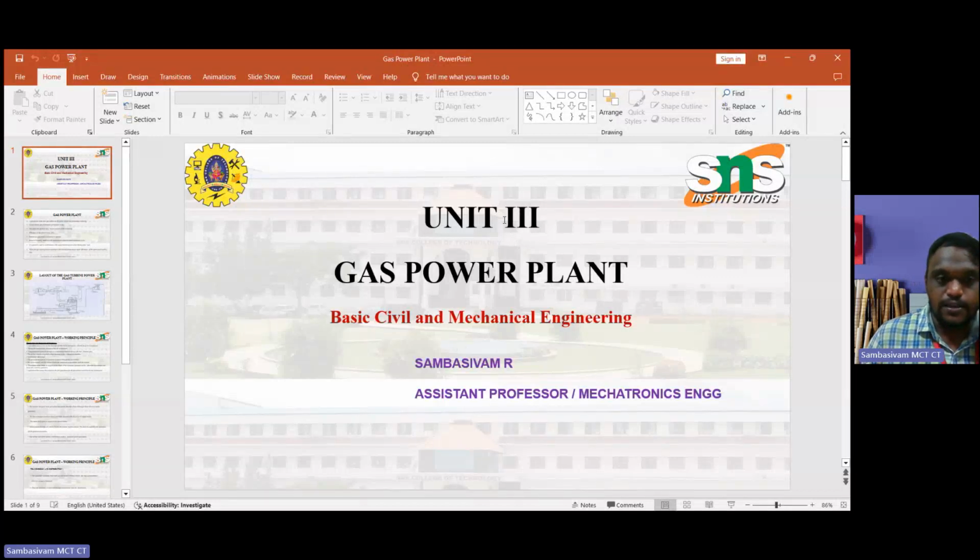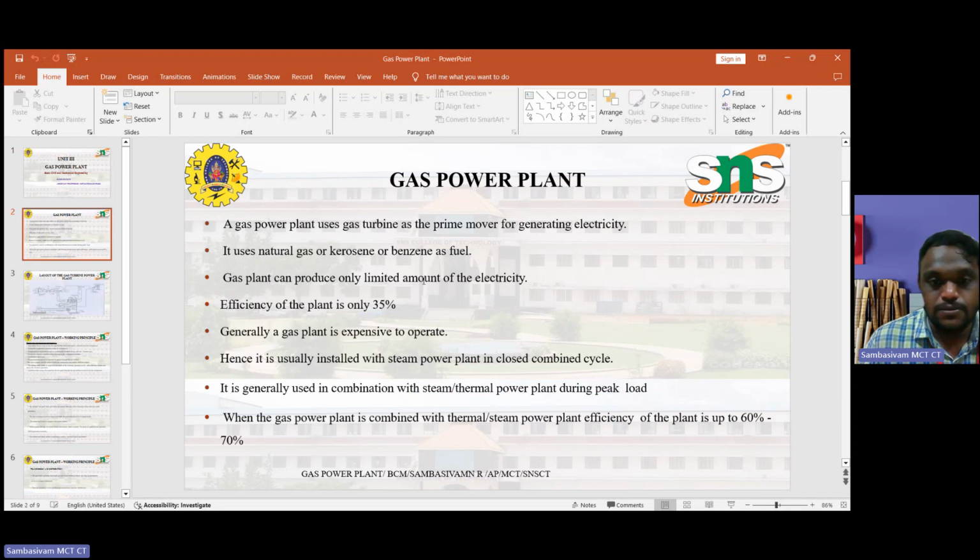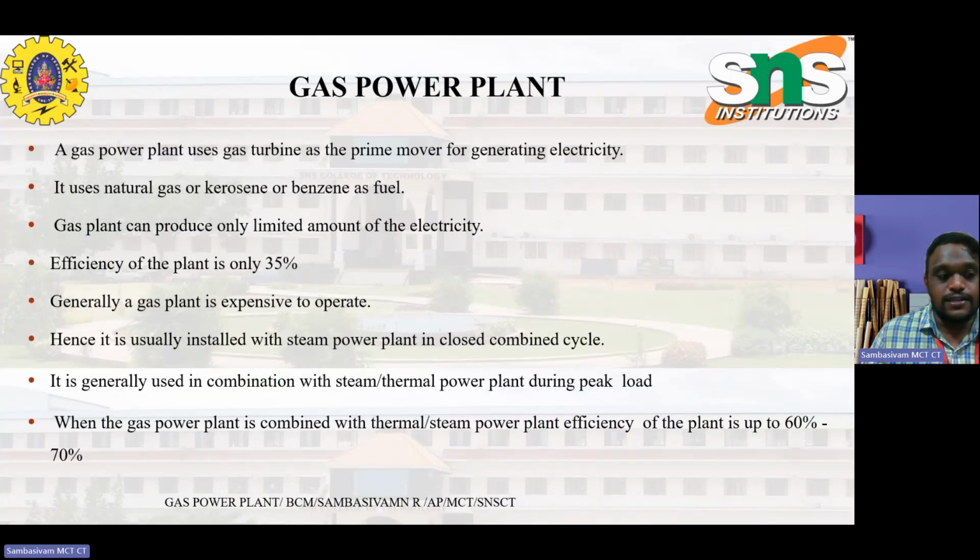The power generating plant which uses a turbine as the prime mover for generation of electric energy is called a gas turbine power plant. Before going to the block diagram, as I said earlier, the gas power plant uses a gas turbine as a prime mover for generating electricity. It uses natural gas, kerosene or benzene as the fuel. The gas power plant can produce a limited amount of electricity.